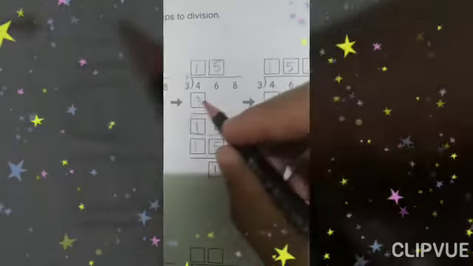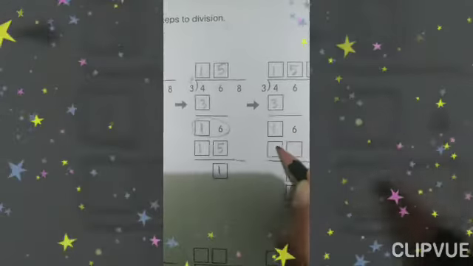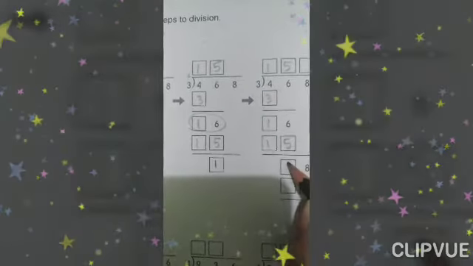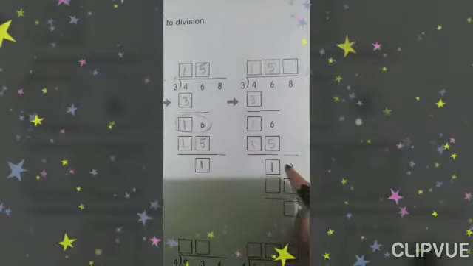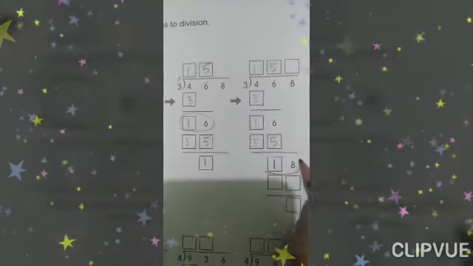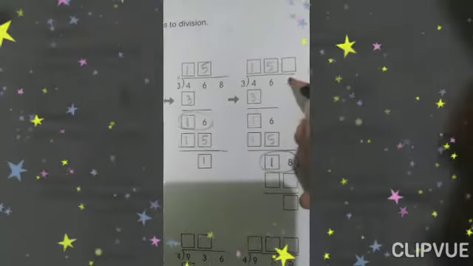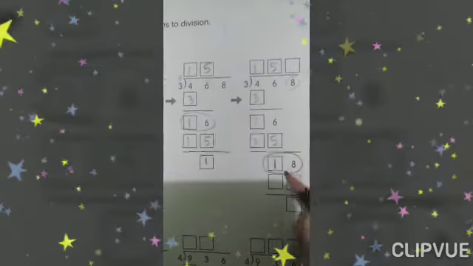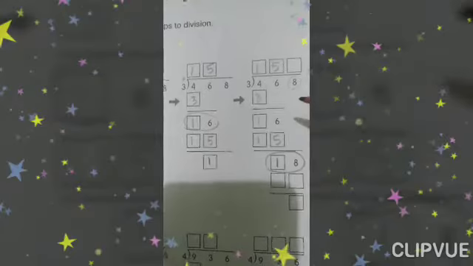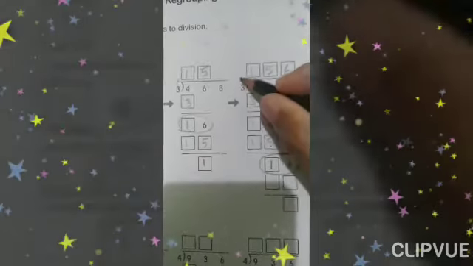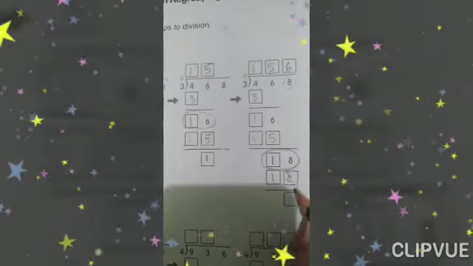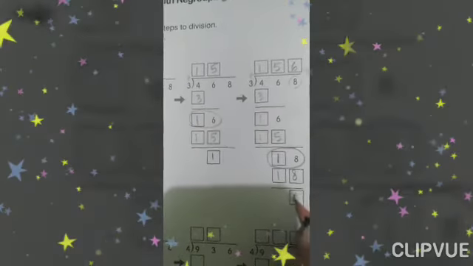Next, we write like this. 3, 1. Okay. Next, we count this. 18. We write this 8 here. So it becomes 18. 18 divide 3 equals 6. We check together. 3 times 6 equals 18. So 18 minus 18 equals 0.